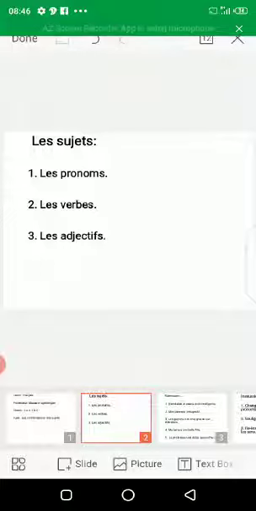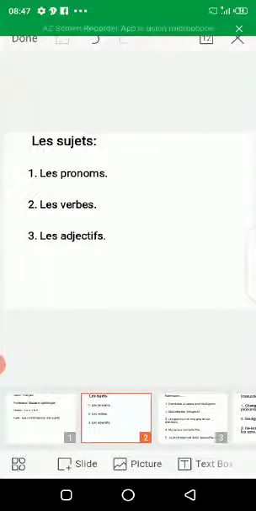Now, what are the 6 French pronouns? Can we mention them together? Okay, let's go. We have je, tu, il, elle, nous, vous, il, elle. Encore, je, tu, il, elle, nous, vous, il, elle. These are the 6 pronouns that we have in French.